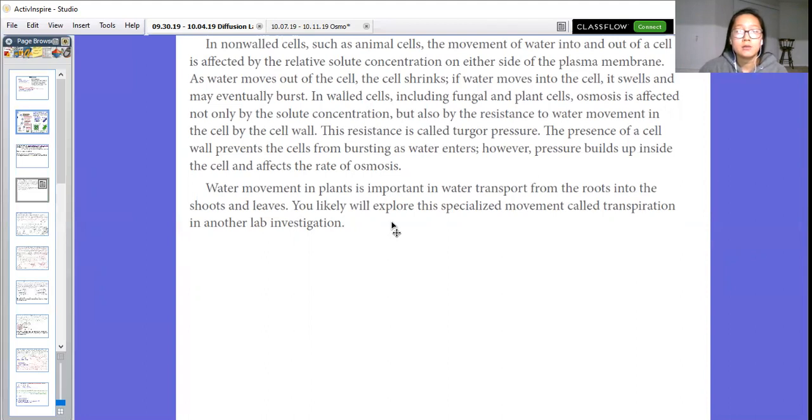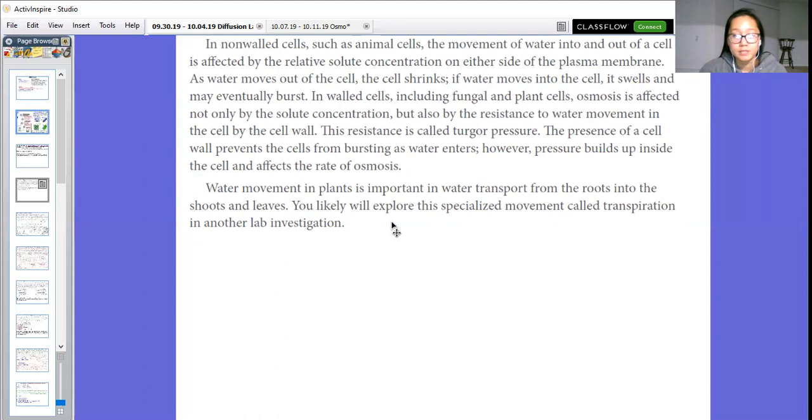In walled cells, including fungal and plant cells, osmosis is affected not only by the solute concentration, but also by the resistance to water movement in the cell by the cell wall. This resistance is called turgor pressure. The presence of a cell wall prevents the cell from bursting as water enters. However, pressure builds up inside the cell and affects the rate of osmosis. Remember, osmosis is the movement of water. This is throwing it back to when we were talking about the movement of water and osmosis in your bio classes.